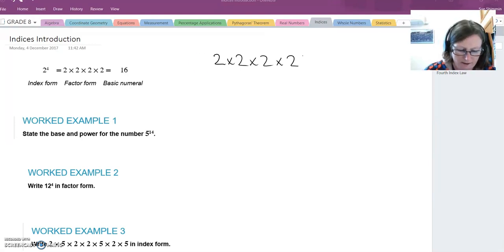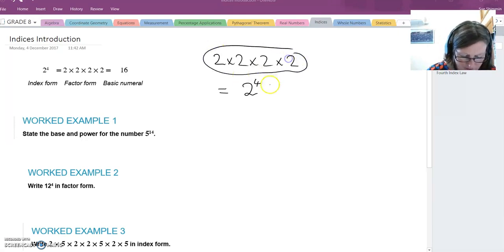So when we write something like this in index form, the number or variable that is being multiplied is written once only. So 2 times 2 times 2 times 2, we write the 2 once only. To indicate how many times it's being multiplied by itself, a small number is written above and to the right. So in this case, we have 4 lots of 2, so the small number is 4. So that is in index form. This here we call factor form, this here we call index form.